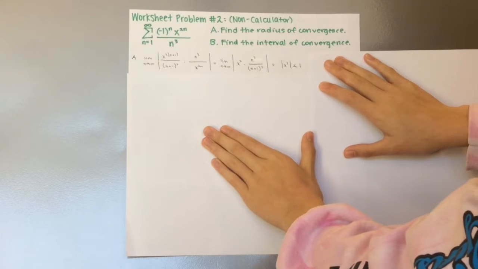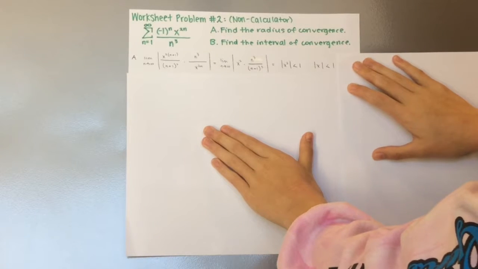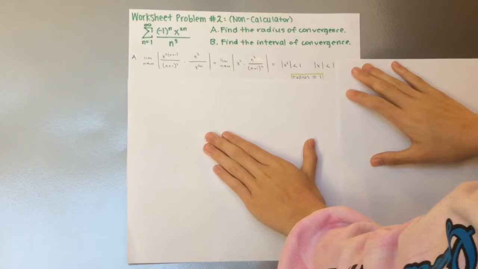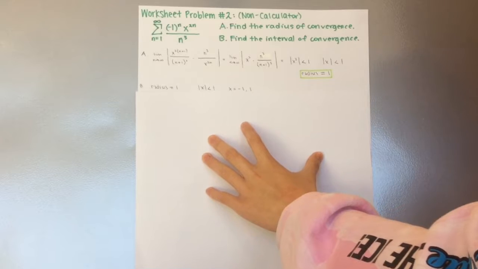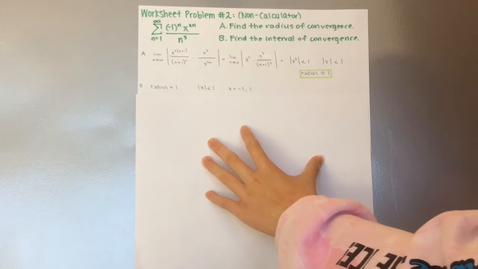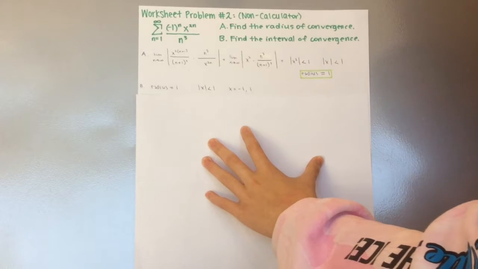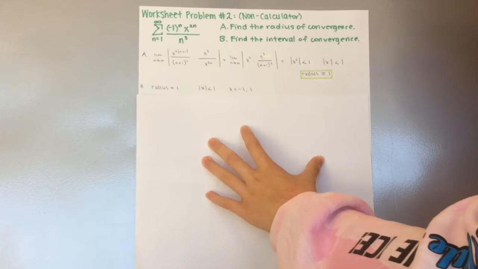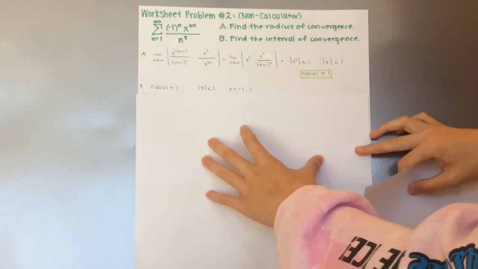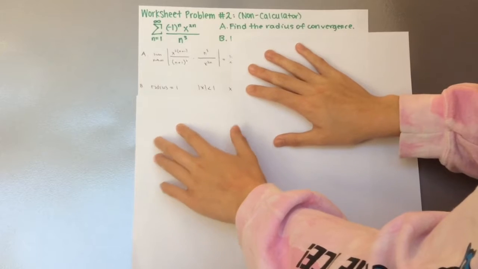So if you simplify that by square rooting both sides, you would just get the absolute value of x is less than 1. So your radius would be 1. So for part B, it's asking for the interval of convergence, and you've already determined that your radius is 1. So your absolute value of x is less than 1, so x would be positive or negative 1. So we have to test at both of these points.